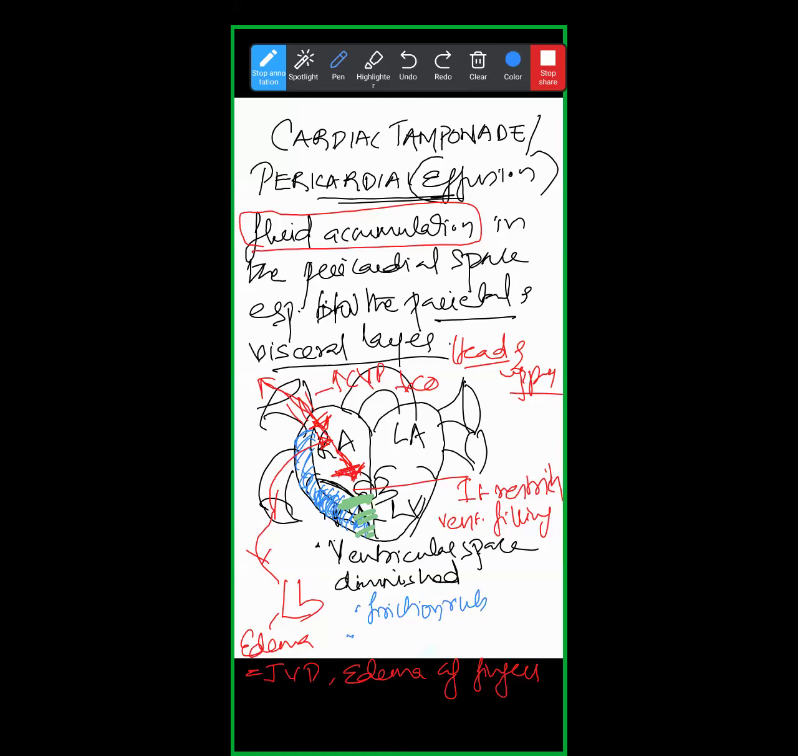Moreover, there's a chance for muffled heart sound, or diminished heart sound. Narrowed pulse pressure, and pulsus paradoxus. Okay, pulsus paradoxus.